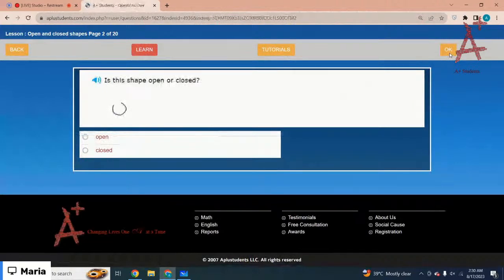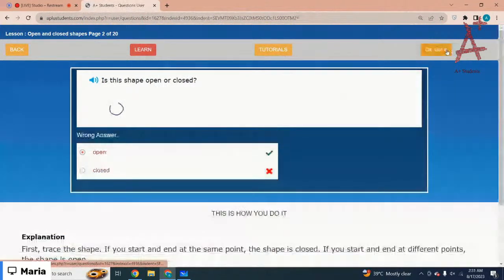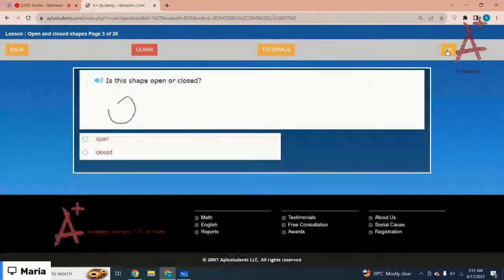Is this shape open or closed? Which is the correct option? If you trace the shape, you start and end at different points, right? Sorry, that means that is the open shape. If you start and end at different points, that means the shape is open.